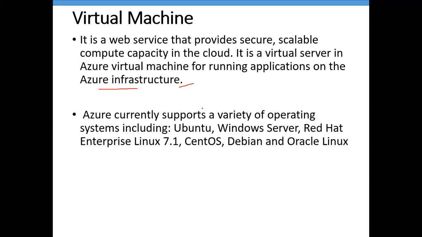Which operating systems are supported in Azure? It is Ubuntu, Windows, Red Hat, CentOS, Debian, Oracle Linux. These are a few of the operating systems supported in Azure infrastructure. With the help of these operating systems, we can create our virtual machines.